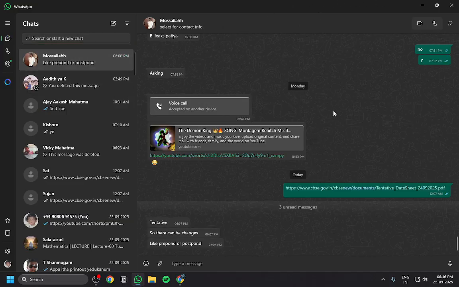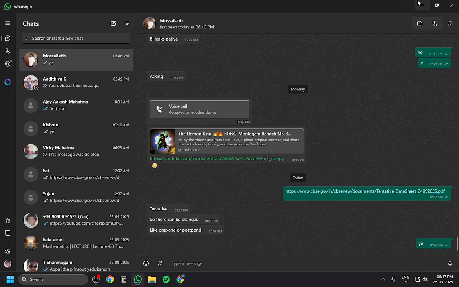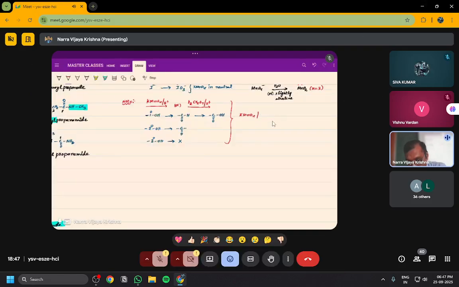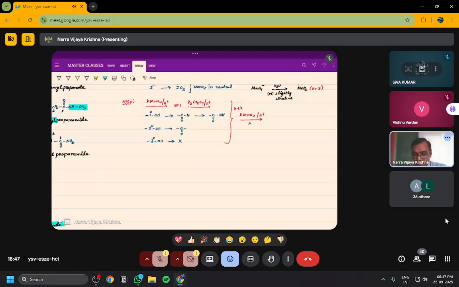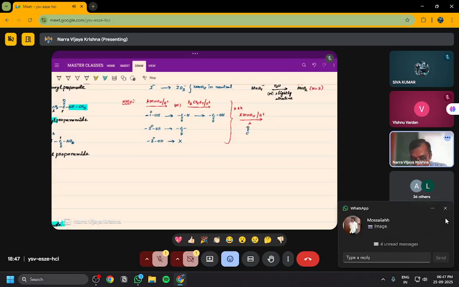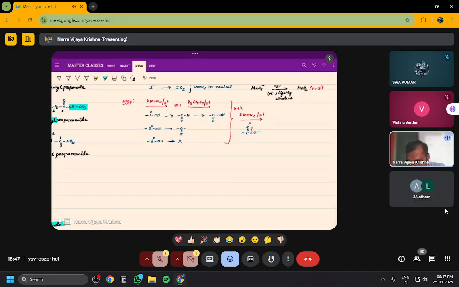The same thing: for example, if you take KMnO4 in presence of acid followed by heating, then the carbon-carbon bond next to the C double bond O also will break. Are you able to understand? If you heat, this bond also will break. If I don't heat, it will not break.